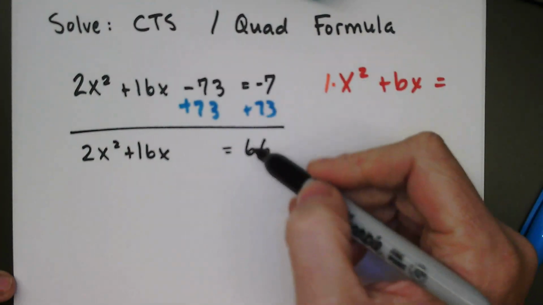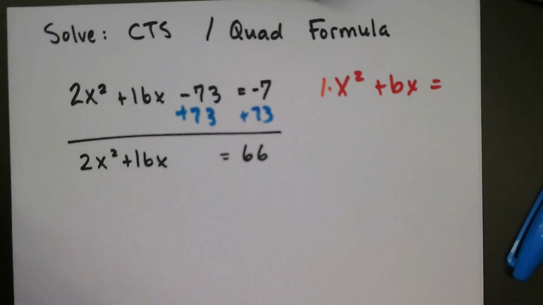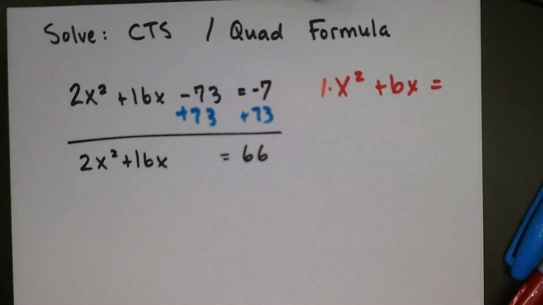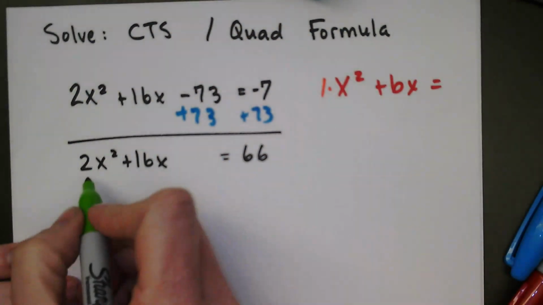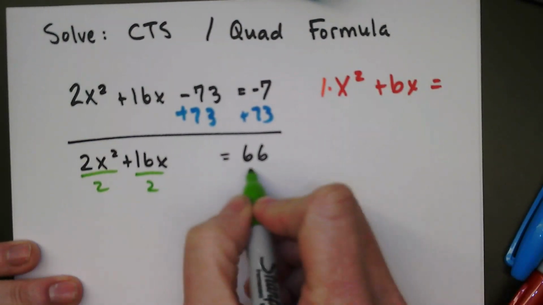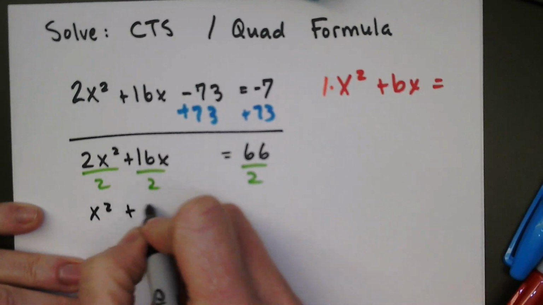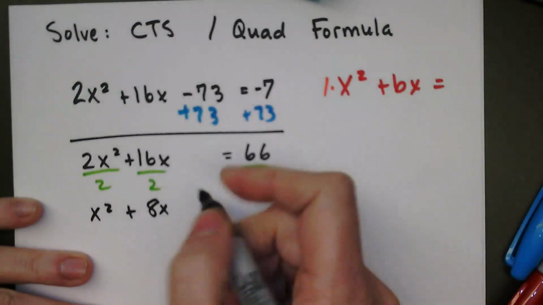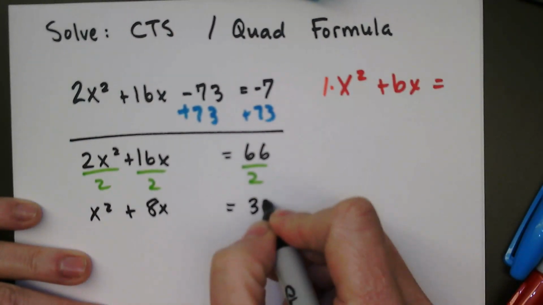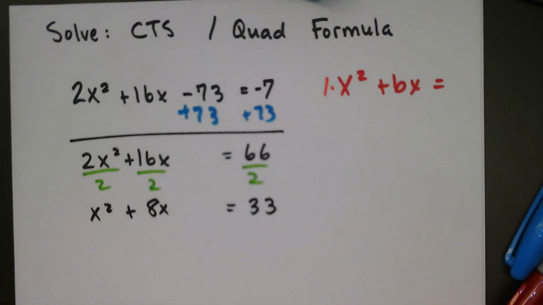Okay, so now we need to get this to be a single x squared. So I'm going to divide every single term here by 2. Everything gets divided by 2. Those 2's will cancel, and I'm going to have x squared plus 8x equals 33. Now, I left a little bit of space here. I did that for a reason.